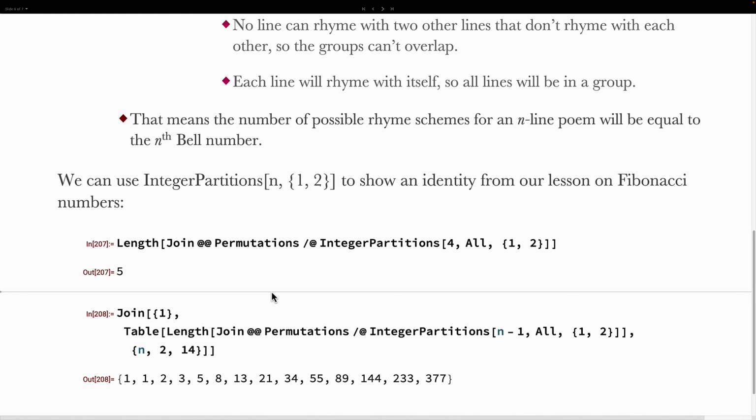Now, if you haven't seen our lesson on Fibonacci numbers or you don't remember, what this is basically showing is that f sub n, the nth Fibonacci number, is actually the number of ways you can describe n minus 1 using only 1 and 2 as addends.